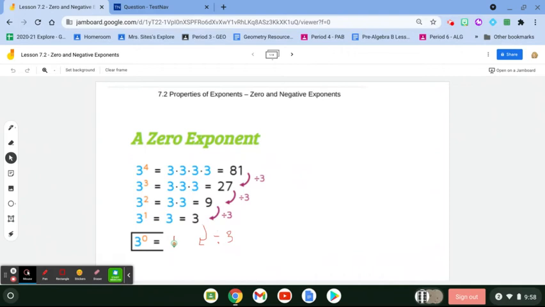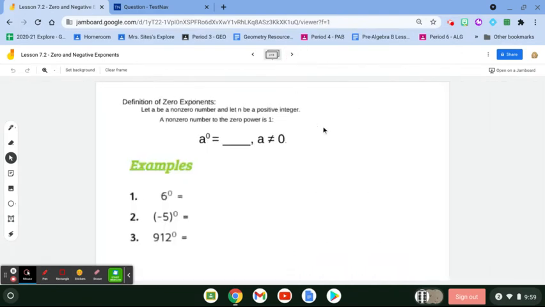So anytime we have an exponent with a power of 0, and this happens for anything, any variable or any type of number that's raised to a power of 0, the answer is always going to be equal to 1. If you had 6 raised to a power of 0, the answer would be 1. If we had the quantity of -5 raised to a power of 0, it would be 1. If you had 912 to the power of 0, the answer would be 1.